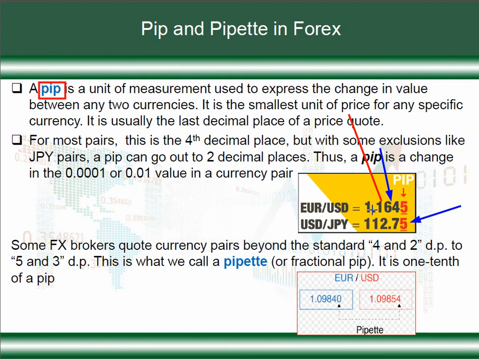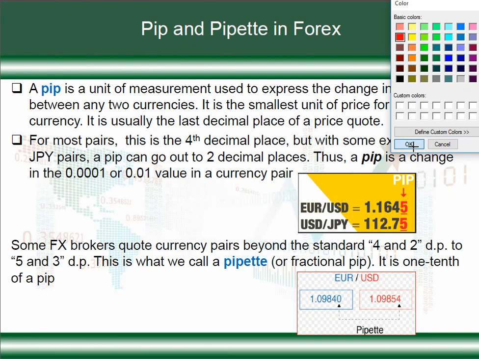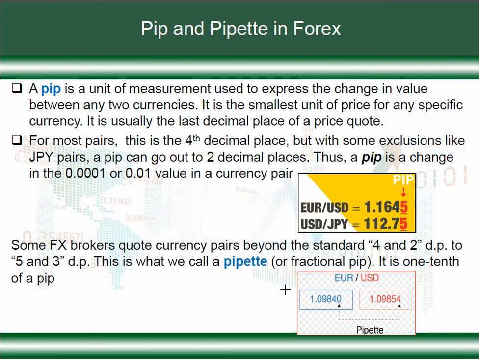Now, where a currency rate is quoted using 5 digits, the 5th digit is considered a pipette. It's a fraction of a pip. Let's pick an example. We have an example down here. Look at the price here, and look at the price here. I'll put 2 arrows. We have 1.0984.